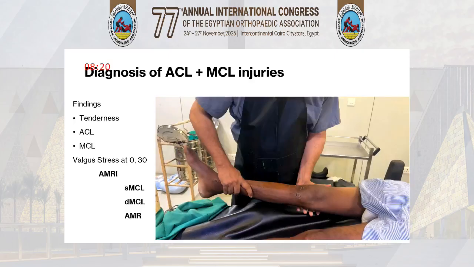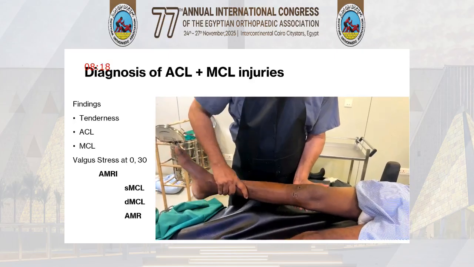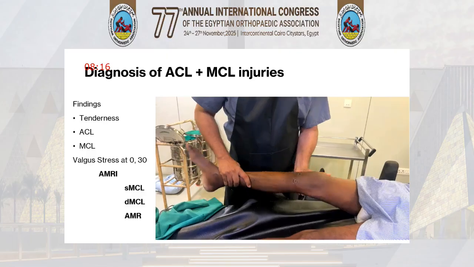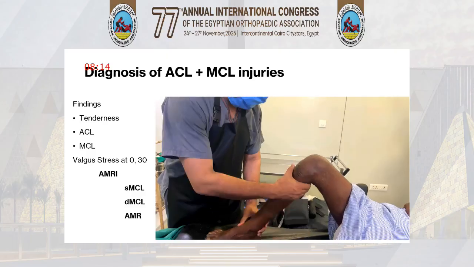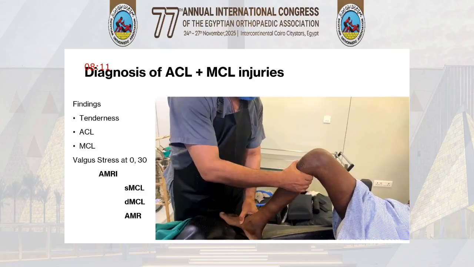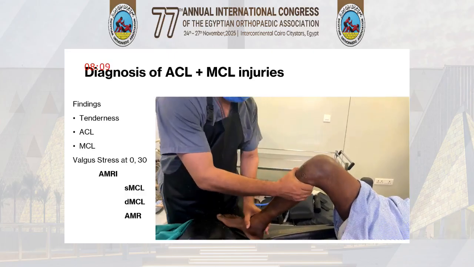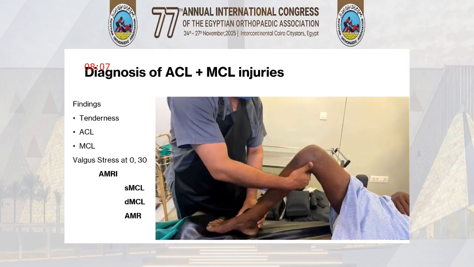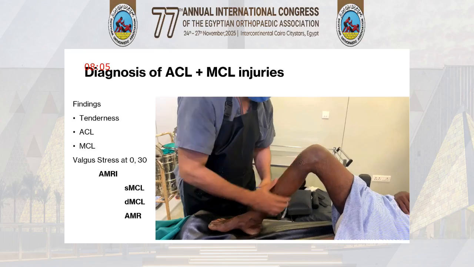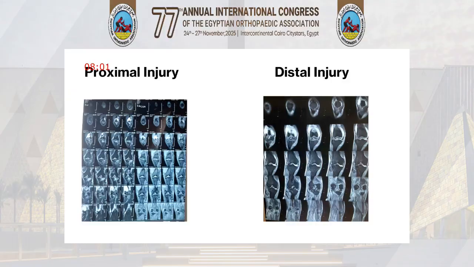Clinical examination includes tenderness, signs of ACL laxity, and for MCL, valgus stress tests at 0 and 30 degrees, and tests for rotational instability include anterior drawer with the foot internally and externally rotated. Laxity is usually more in external rotation. MRI points to the site of injury.